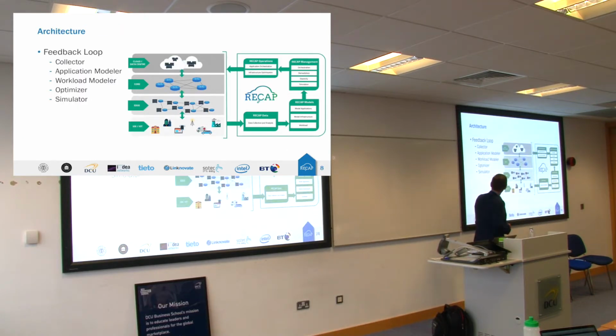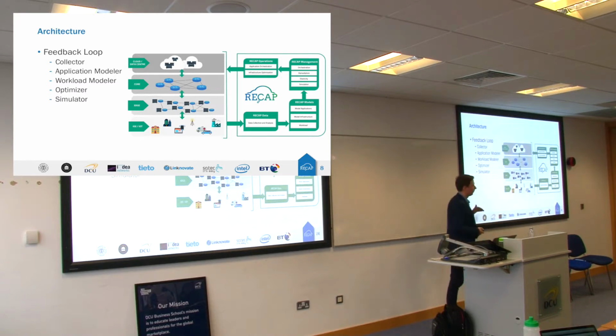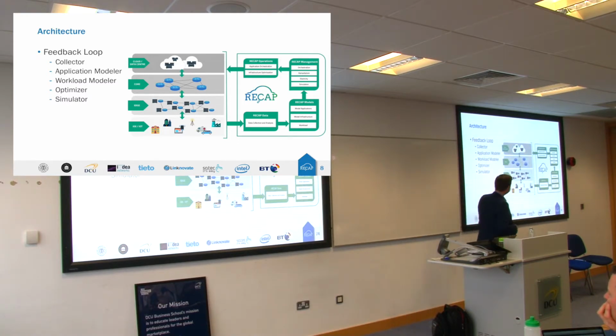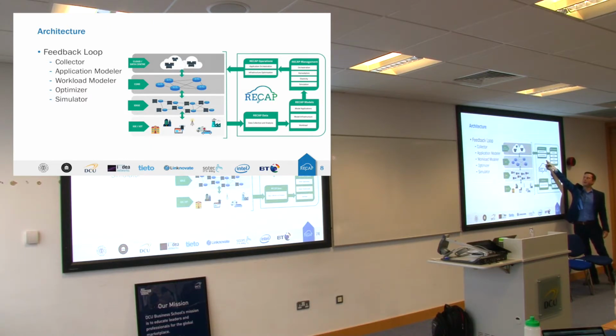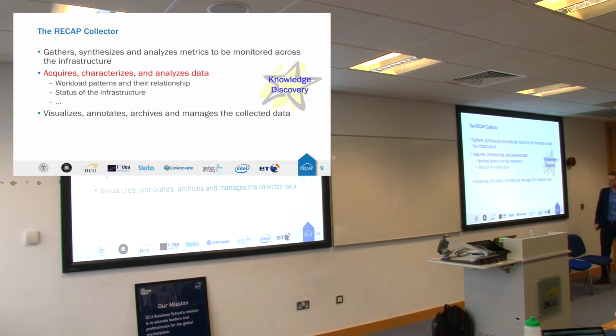So in RECAP we are looking at a feedback loop. We have a collector, application model, workload model, learner, optimizer, and a simulator. What we're trying to do here is collect the data, analyze the data and build the models from that data, and use orchestration, remediation, elasticity and simulation to orchestrate the applications and the infrastructure.